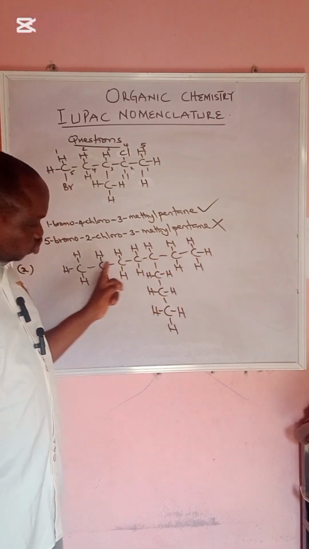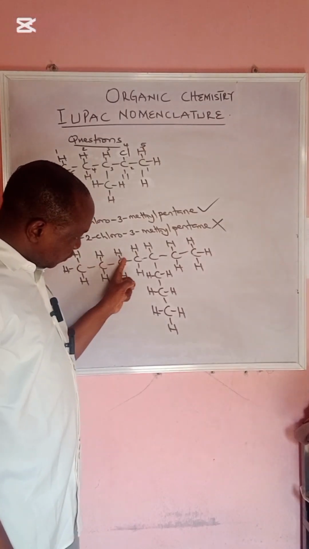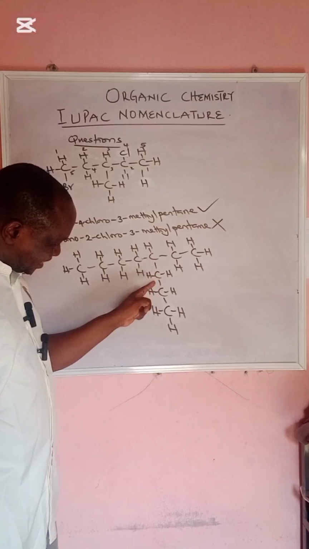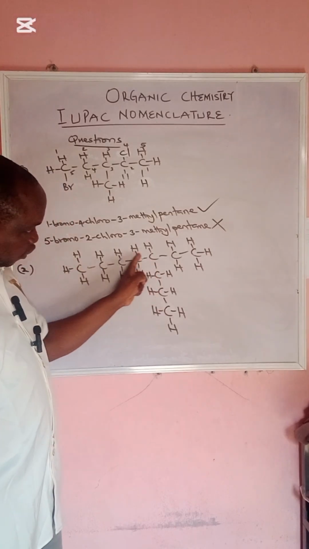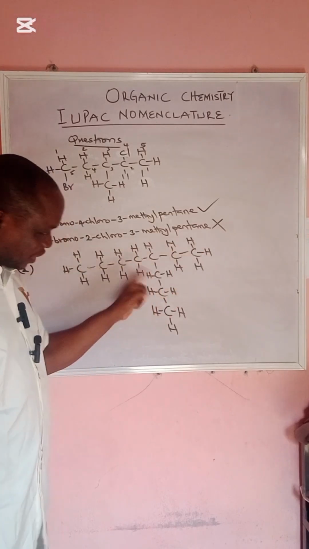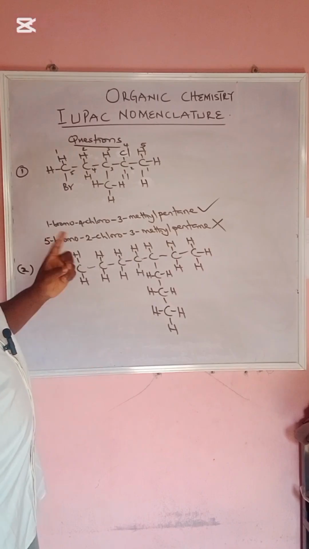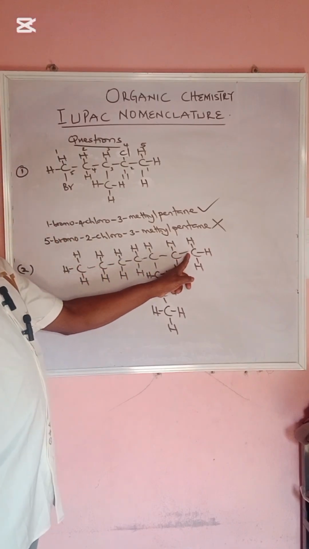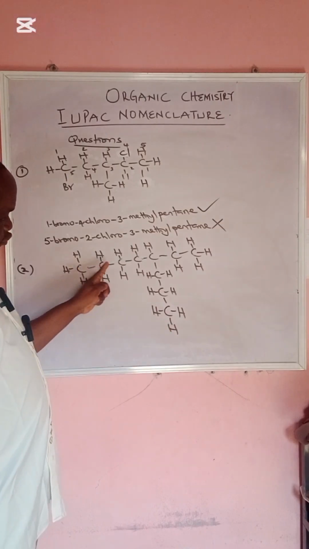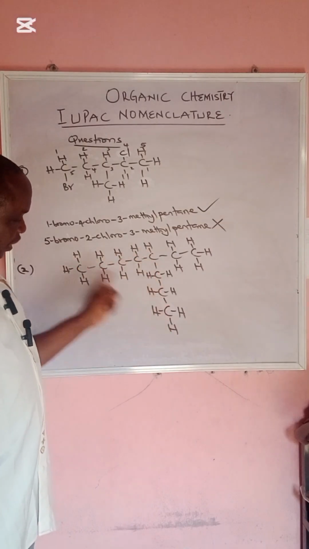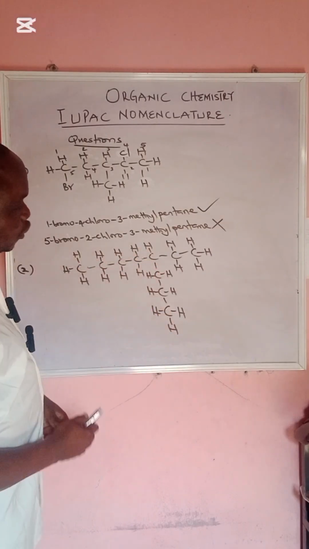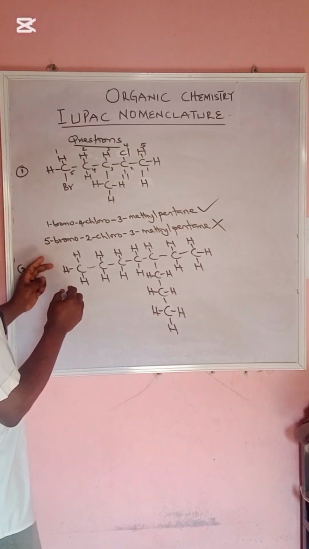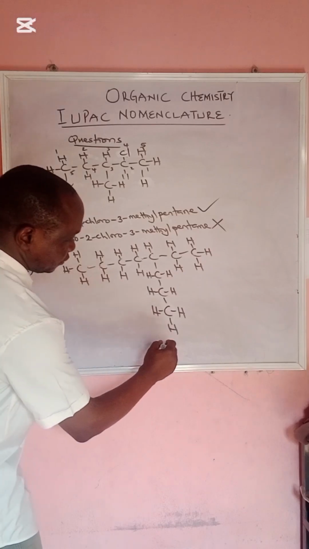That is straight. 1, 2, 3, 4, 5, 6, and on to 8. You can see the longest; you can't go this way. This is the longest. We don't commit that mistake. Don't make the mistake of calling it heptane instead of octane. 1, 2, 3, 4, 5, 6, 7, 8. This is straight, so this is octane. Please take note of that. So I've counted from left to right and gotten octane.